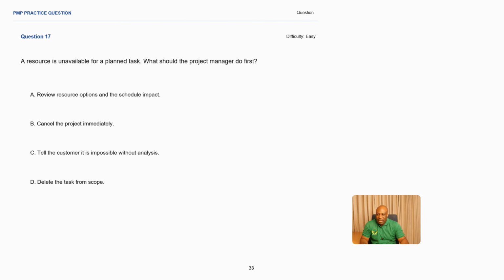All right. Practice question number 17. A resource is unavailable for a planned task. What should the project manager do first? So the key word in the question here is first. The difficulty is classified as easy. So what is our problem statement? A resource is unavailable. So the issue is the resource being unavailable. Okay. All right. So let us look at the answers here.